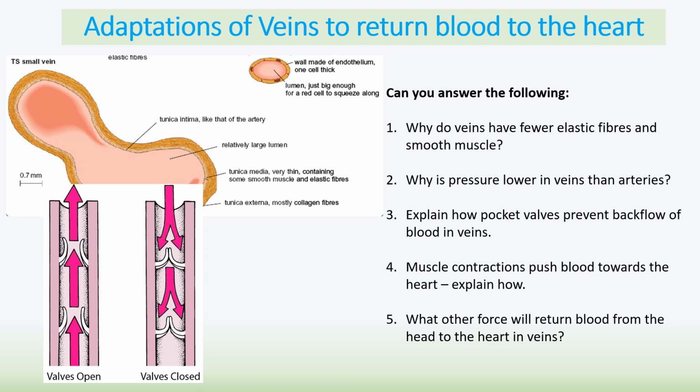And we think about 80% of the blood in a person at rest is moving this way. Obviously, much more can happen during vigorous exercise. The other force that will return blood from the head to the veins is gravity, and gravity is obviously pulling the blood down from the head back to the heart.